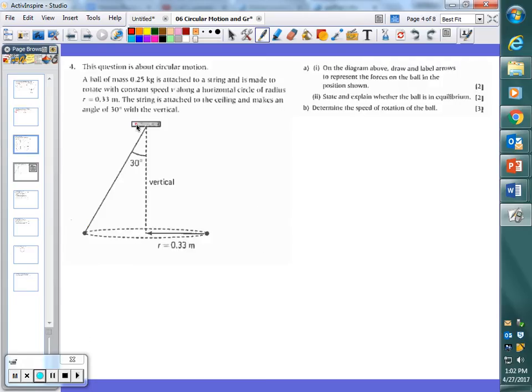All right, so let's go here. This question is about circular motion. A ball of mass 0.25 kilograms is attached to a string and is made to rotate with a constant speed v along a horizontal circle of radius 0.33. The string is attached to the ceiling and makes an angle of 30 degrees with the vertical. So, something like this.